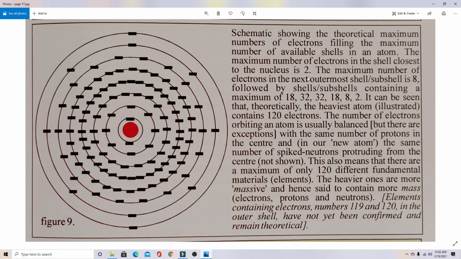The maximum number of electrons in the next outermost shell is 8, followed by subshells containing 8, 32, 32, 18. Okay, so you see the first shell has 2 electrons, the second has 8. Now, for those of us who study numerology, some of this stuff should jump out to you. Like the 8, right?